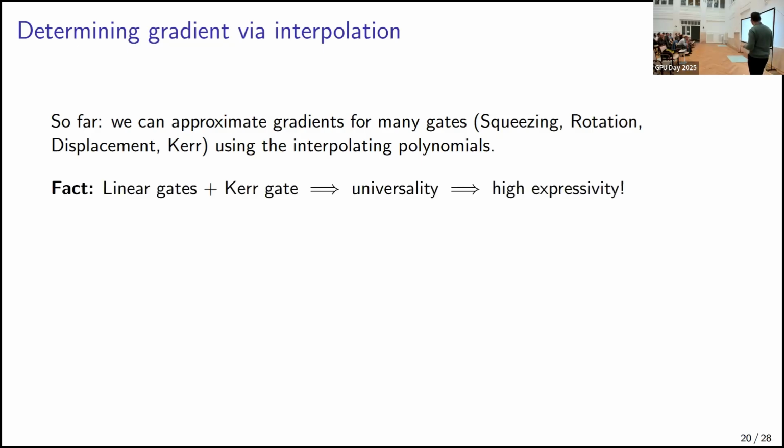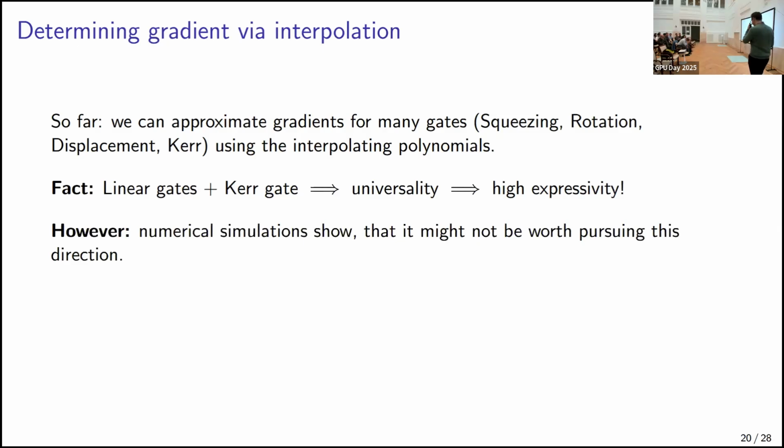So we have interpolating polynomials, and from the interpolating polynomials, we can approximate gradients. And this is very important that we include the Kerr gate, because if we use linear gates, so the first three, and the Kerr gate, then that means that we have universality in the continuous variable model, which means that if we have a variational quantum circuit consisting of these gates, this can have high expressivity.